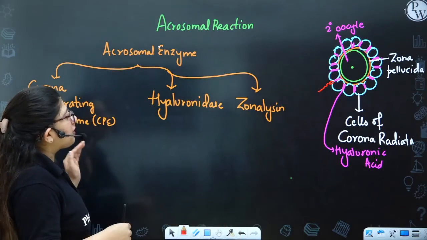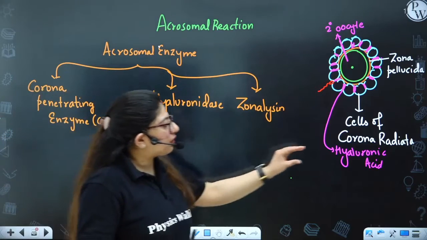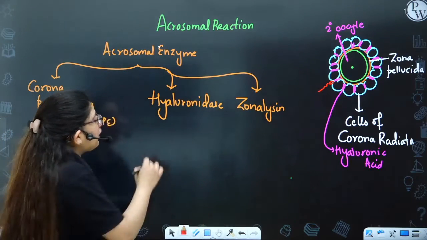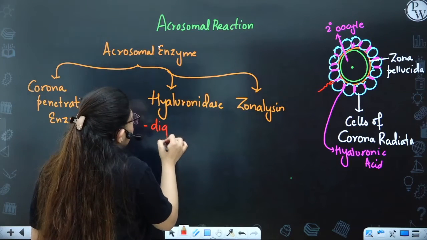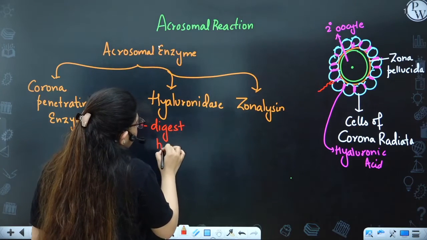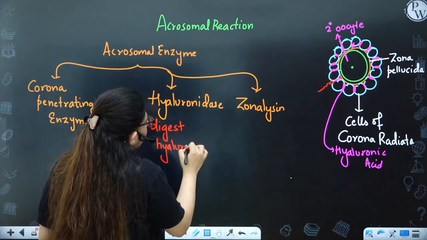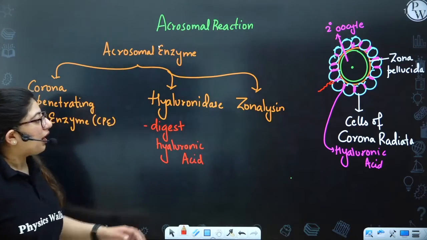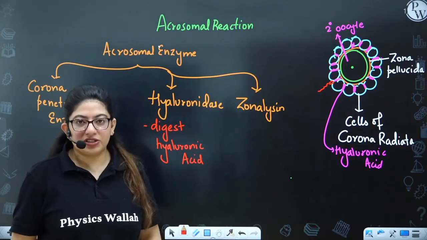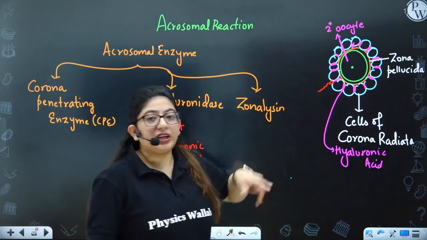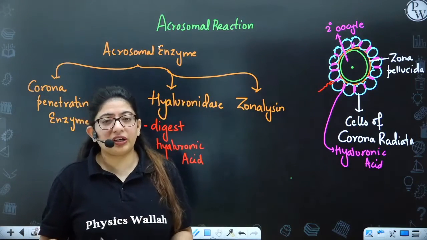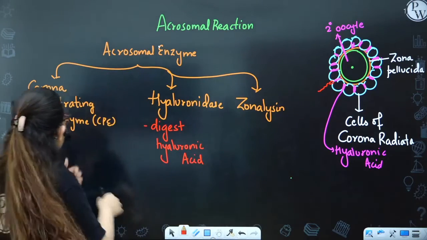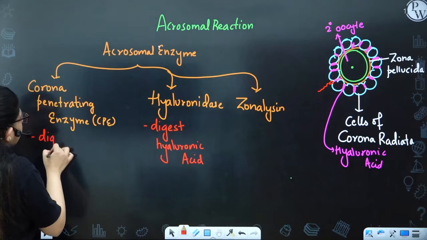We have different enzymes. First of all, we destroy the hyaluronic acid between the corona radiata cells. So hyaluronidase will digest hyaluronic acid. Then, after hyaluronic acid has been digested, there are a lot of cells of corona radiata. You need to penetrate and destroy them, so it will digest the cells of corona radiata.